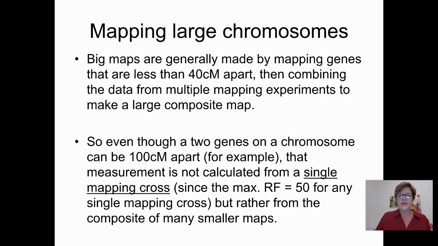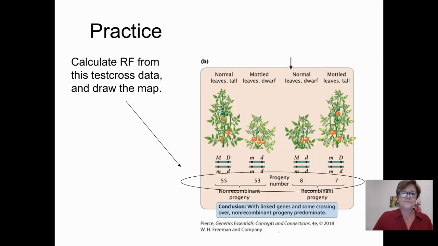So you can't do these large measurements in a single mapping cross, but you'll do lots of crosses to come up with smaller maps. Now, these maps are generally not done in human genetics for obvious reasons. You need large amounts of offspring from a single cross, and humans just don't provide that. So this kind of mapping was done very heavily with Drosophila, fruit flies.